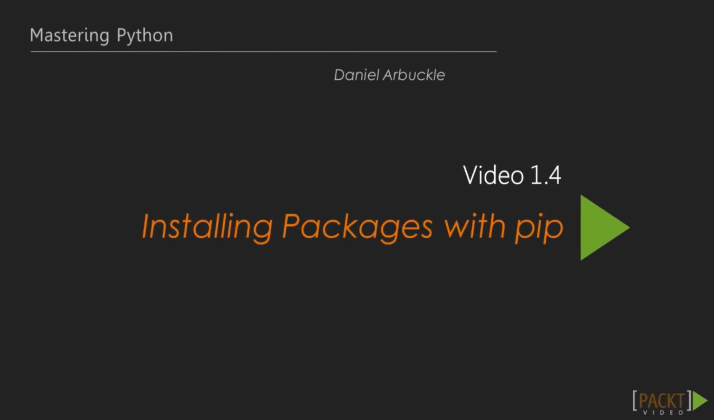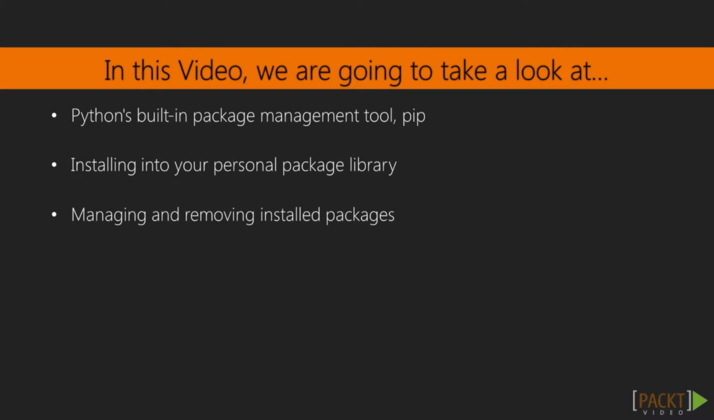We're going to look at Python's built-in package management tool, pip, which allows us to install, uninstall, and manage third-party Python source code and utility packages. We're going to see how to install into your personal package library as opposed to the system's package library, and we're going to see about managing and removing installed packages. And so it's back to the command line for us.